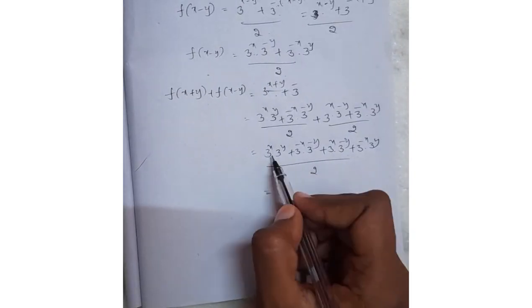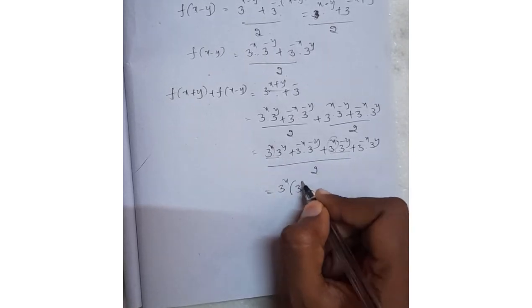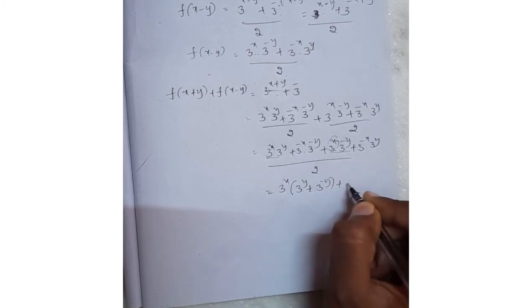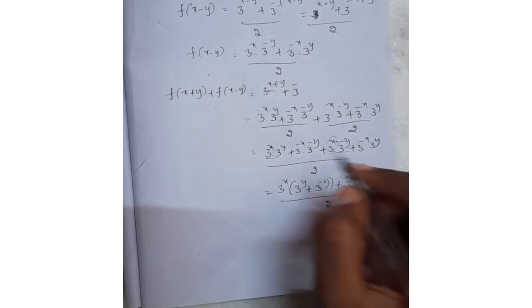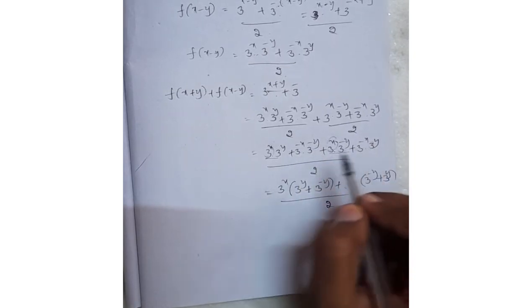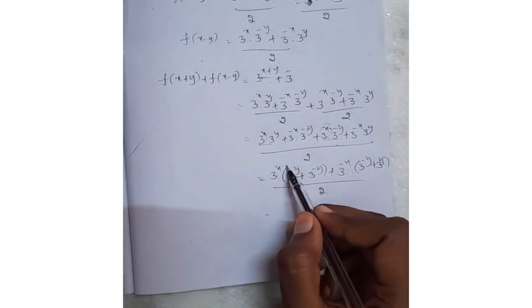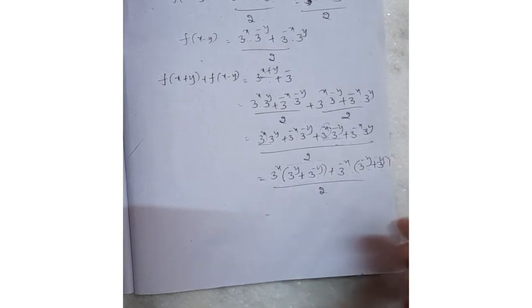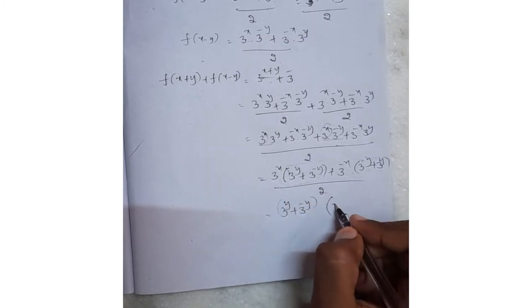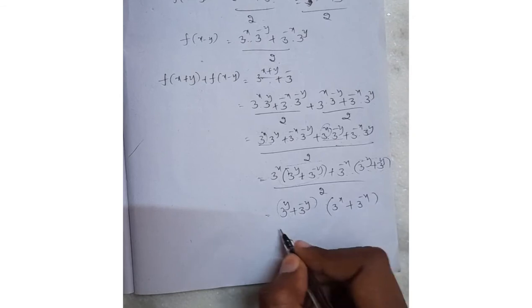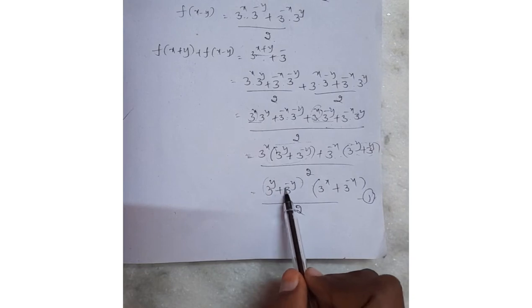Right? Now you can see from these two terms we can take 3 power x as common. So 3 power x (3 power y plus 3 power minus y) plus 3 power minus x (3 power minus y plus 3 power y), by 2. From these two terms, 3 power minus x was taken common. Now you can see from these we can take 3 power y plus 3 power minus y as common: (3 power y plus 3 power minus y) into (3 power x plus 3 power minus x) by 2. Let's consider this as 1. So we got the value of LHS, which is 3 power y plus 3 power minus y into that.